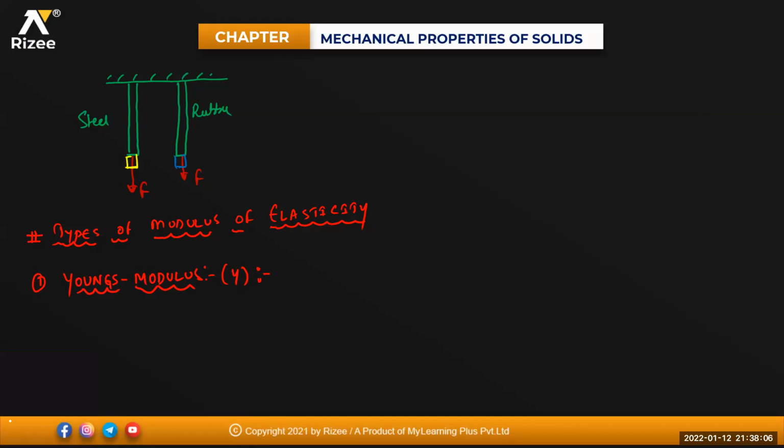Okay, the E value, whatever you are defining, E is known as what? Moduli of elasticity. That moduli of elasticity is represented by Y, by B or K, and by eta. Y is known as Young's modulus, B is known as bulk modulus, and eta is known as rigidity modulus. So the first modulus of elasticity right now for me is Y, that is Young's modulus.